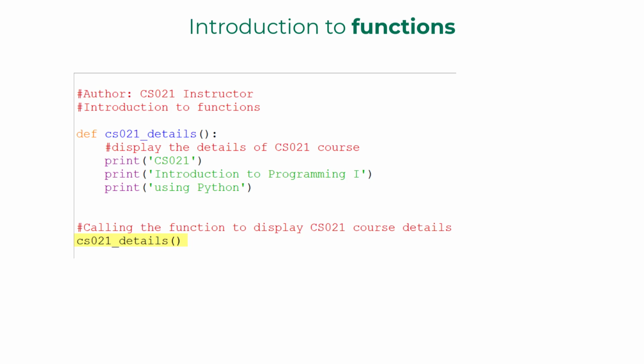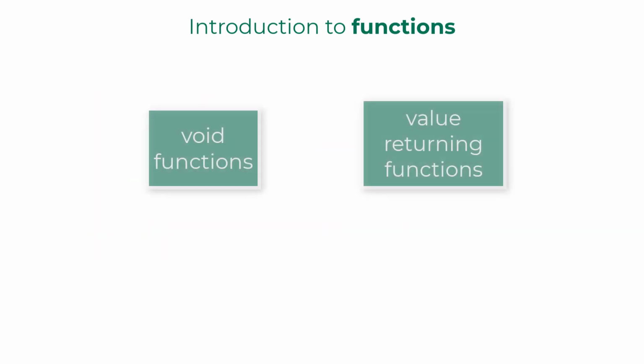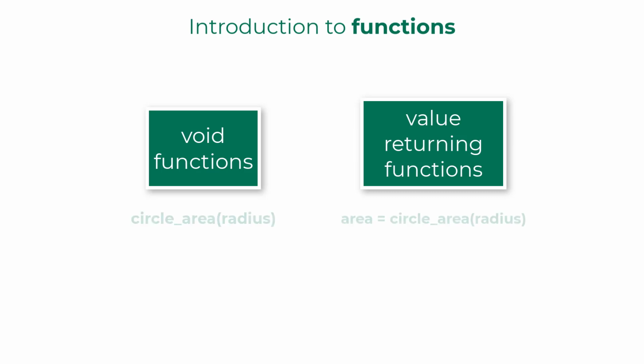To understand this better, I should introduce you to the concept of void functions and value returning functions. I will demonstrate both of them by writing a function definition that computes area of a circle, given radius as input argument. Void function computes and prints the area, whereas value returning function computes the area and returns the value back to where it was called.